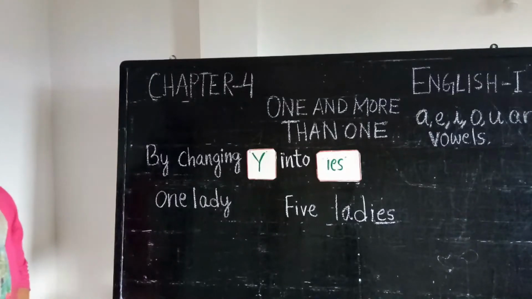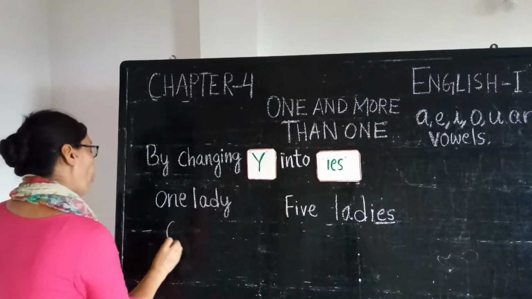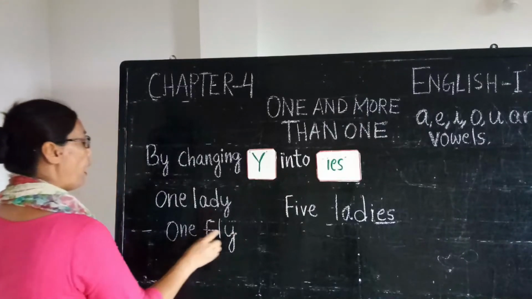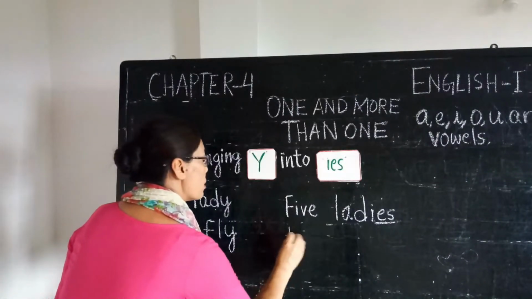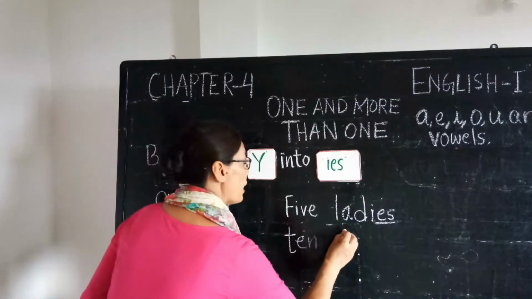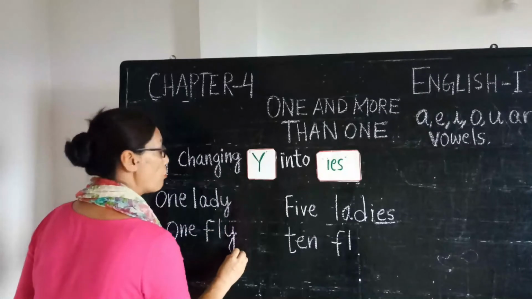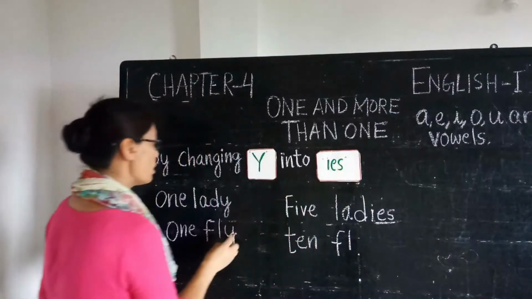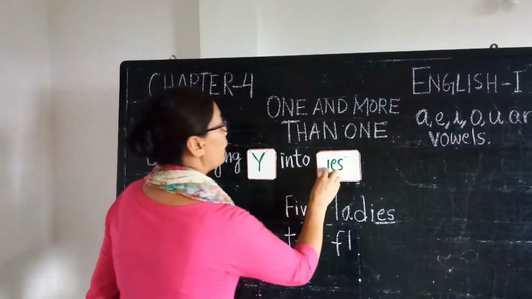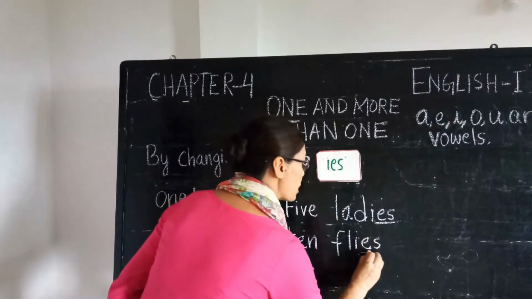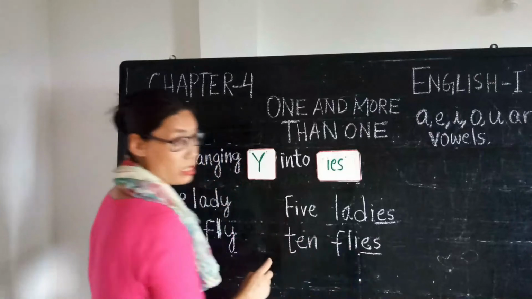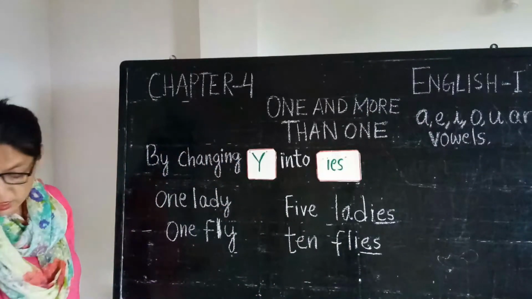Okay, next example. Fly. One fly, ten flies. Fly becomes flies. F-L-Y, you have to change y into I-E-S. Why do you have to change into I-E-S? Because before y there is a consonant. L is a consonant. So in place of y you have to write I-E-S to make more. One fly, ten flies, or one fly, many flies. This is the way you have to learn. Okay? Now, next example.